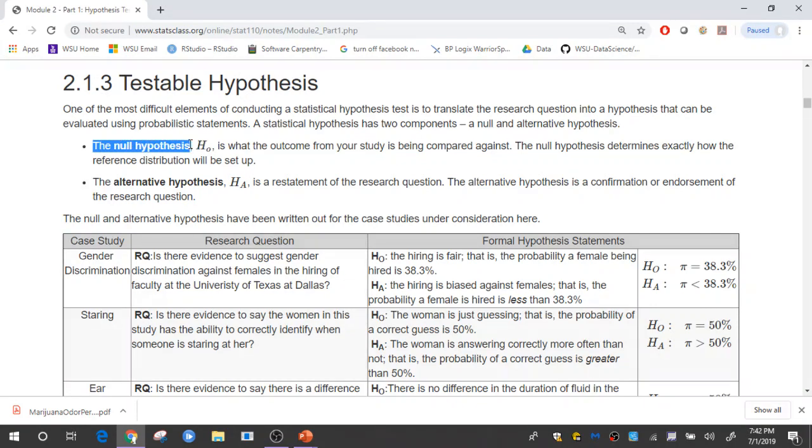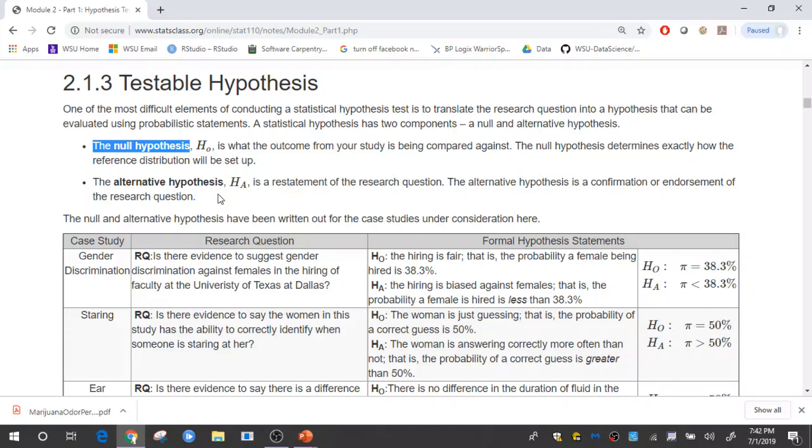The null hypothesis, which is denoted by an H naught, is what the outcome from the study is being compared against. The null hypothesis determines how the reference distribution is going to be set up.